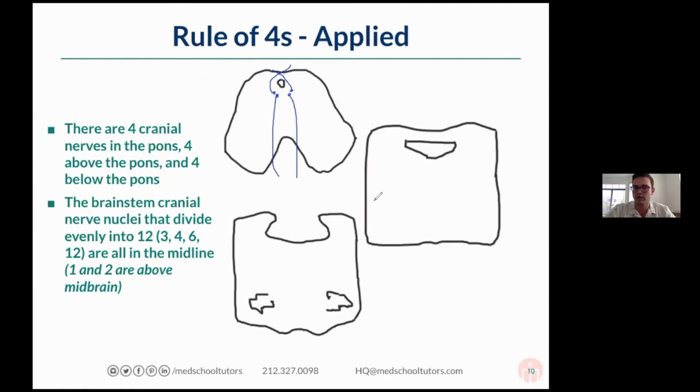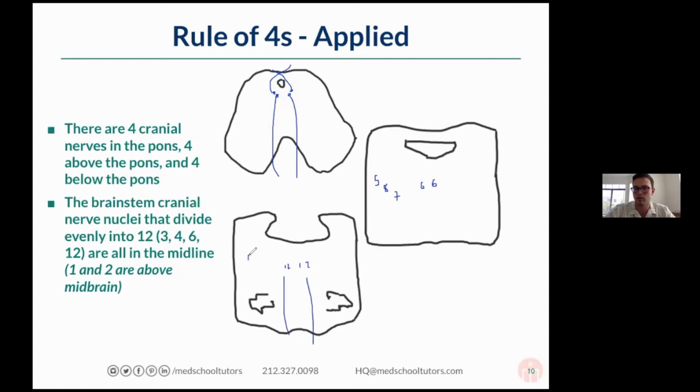Cranial nerve 6 is going to be in the midline in the pons, and then I layered them all out here. 5 is very complicated, right? 8 and 7 are all going to be out on the side. And then 12 is going to be in the midline. I'm going to leave in the front.